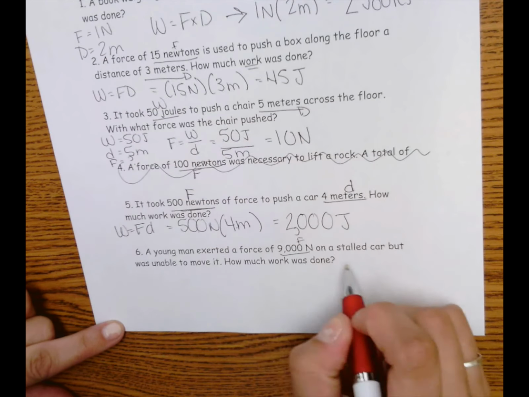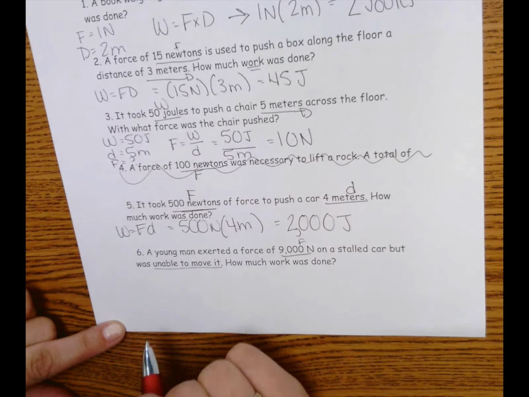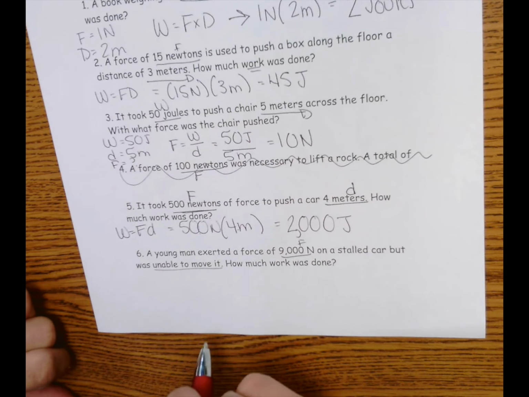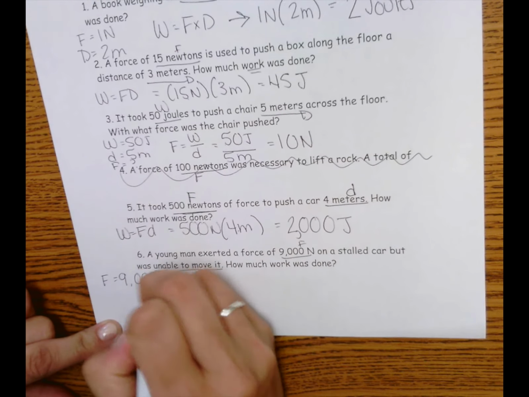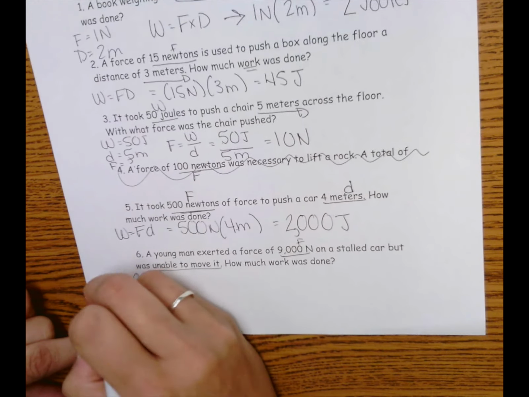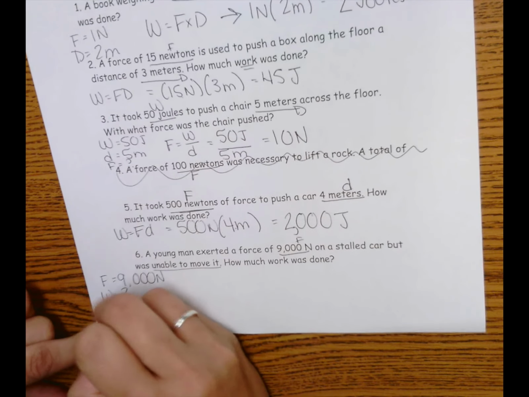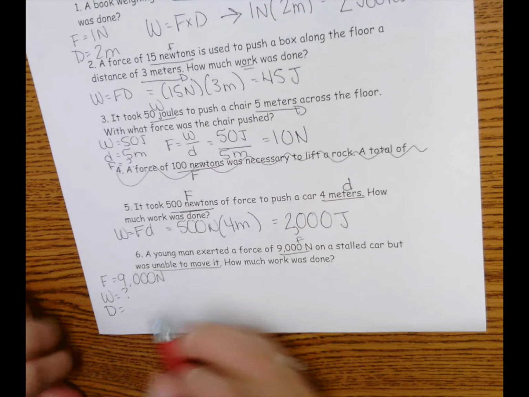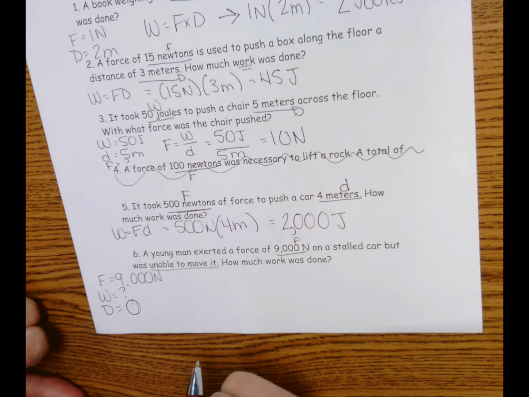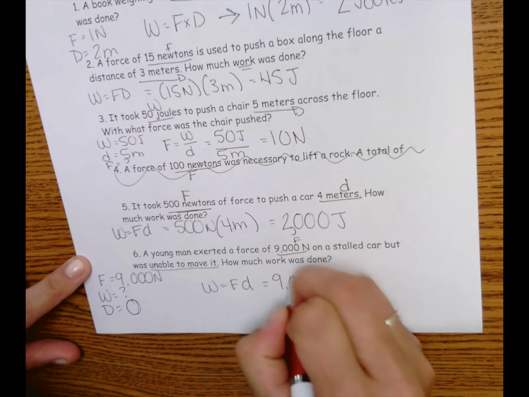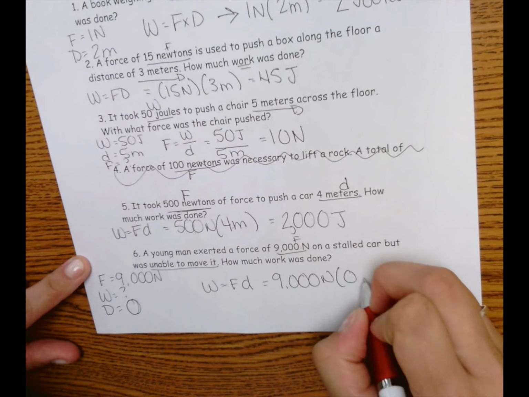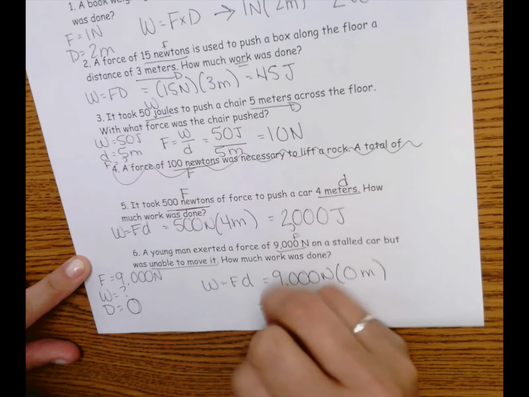All right, last but not least, a man exerted a force of 9,000 newtons, that's our force, on a stalled car but was unable to move it. How much work was done? Let's think about that. Our force is 9,000 newtons. We don't know how much work was done. What about the distance? The distance was 0. In order for work to be done, the object must move. Okay? But if you wanted to go ahead and plug this in, we know the distance is 0, and work equals force times distance. So 9,000 newtons times 0 meters gives you 0.